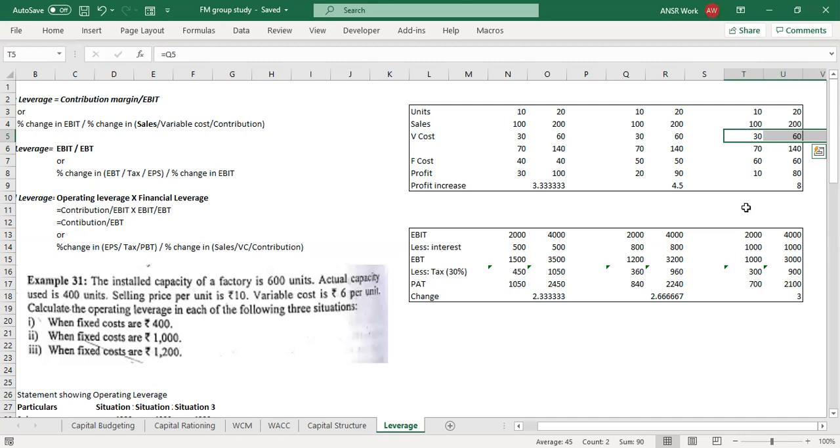Anybody else? If you think about it, is anything coming to your mind? Why is there such change? If you think about it in depth, it looks very simple. Why is this happening? It looks like a very simple example where we're just doubling the units, that's all. But how come there is such a big change? You're increasing the profit by 8 times just by increasing fixed costs. How come?